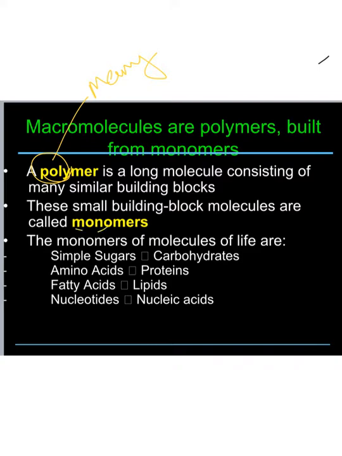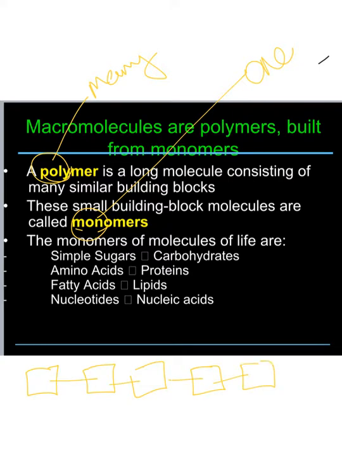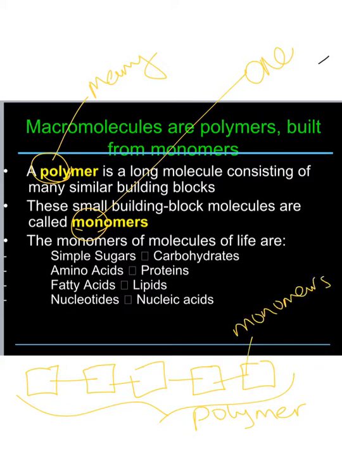And mono, remember, is going to be one. So we take each individual monomer. So if our squares here are our monomers, we would link those together to make a big polymer. So this whole thing here would be our polymer. Each individual square would be a monomer. So we are going to be using those terms a lot as we go through this chapter, so you need to be sure that you understand what they mean and what the differences are.